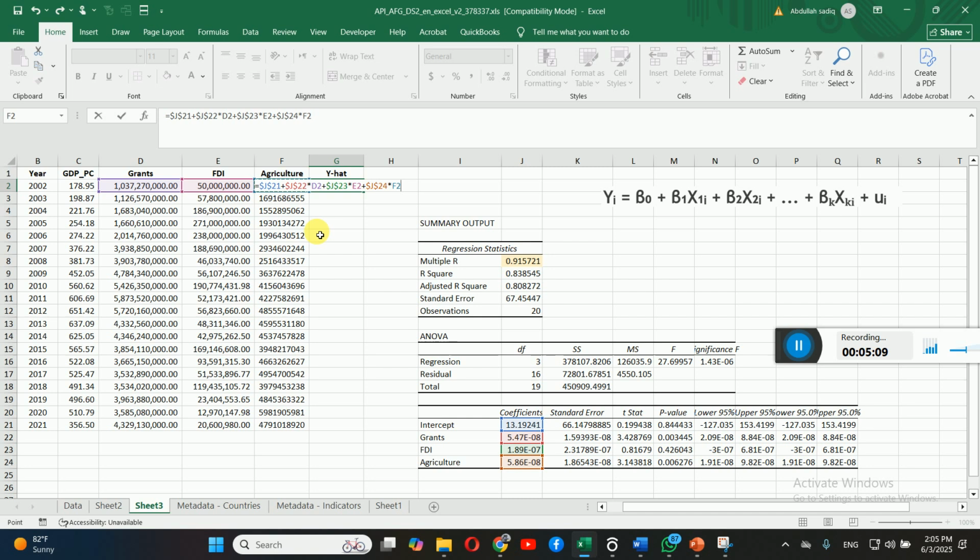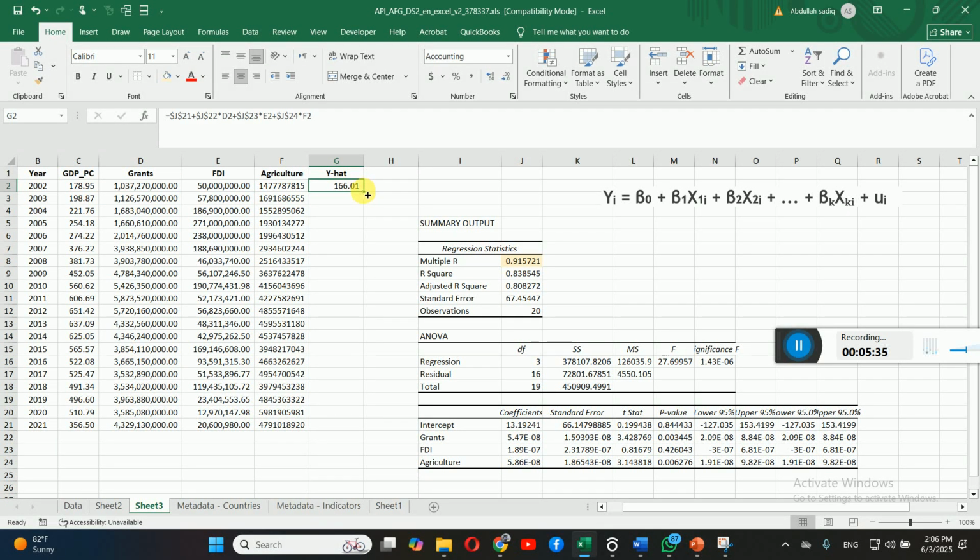Now, very easy for students. Look here, we have beta naught. So the first value is beta naught, and then you add the second, the beta 1 coefficient, which should be multiplied by the x value, which is ground, and the beta 2 coefficient should be multiplied by its x, which is FDI. And the beta 3 coefficient, which we have just taken from there, should be multiplied by the x value, which is agriculture.